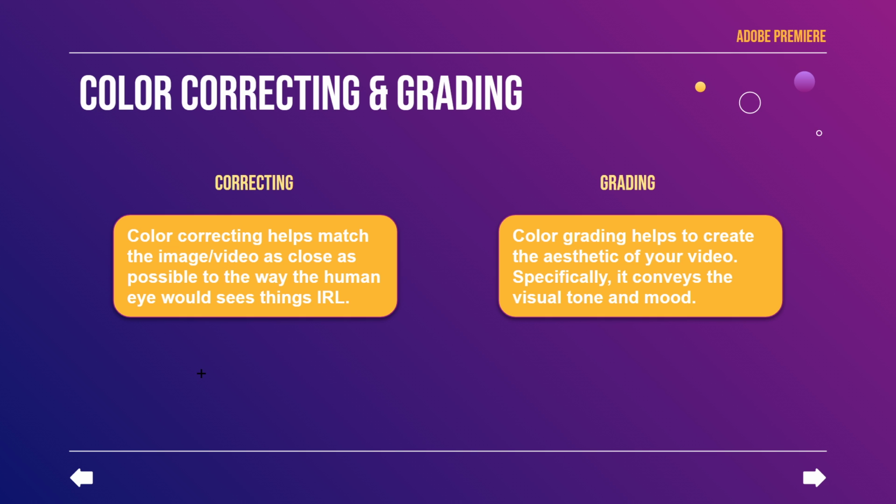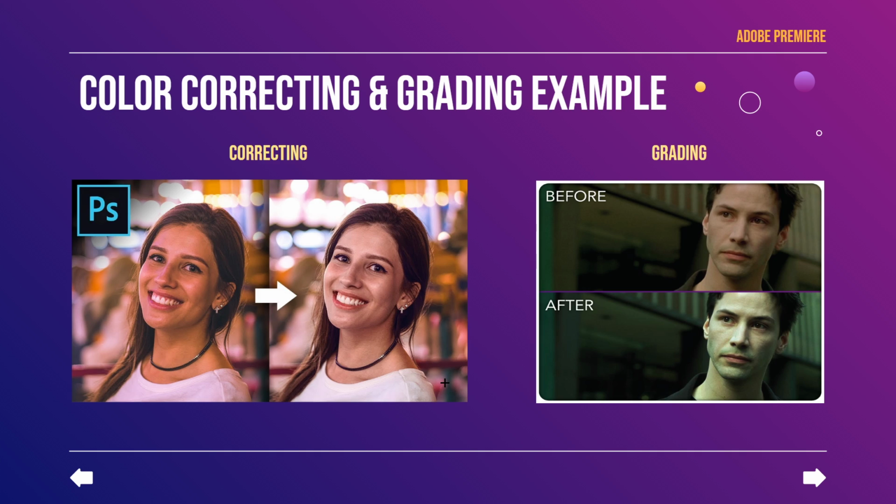So color correcting is the ability to edit an image to really match the way that humans will see this image in real life with their own eyes. And color grading is the ability to create the aesthetic that you want in your video to convey a specific tone or mood. And here is an example of what this will look like.